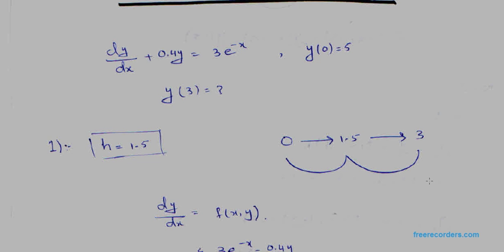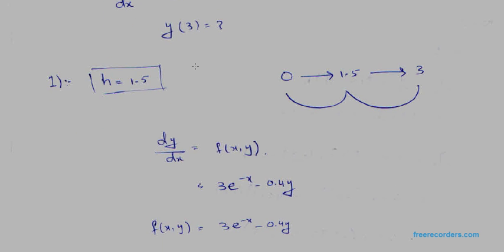In this step, when looking into a differential equation, we have to rewrite our equation in the particular form dy/dx equals f(x, y), by moving the 0.4y to the right-hand side. So this is our function: 3e^(-x) minus 0.4y. I'm writing my function separately, which is my slope, equal to 3e^(-x) minus 0.4y.